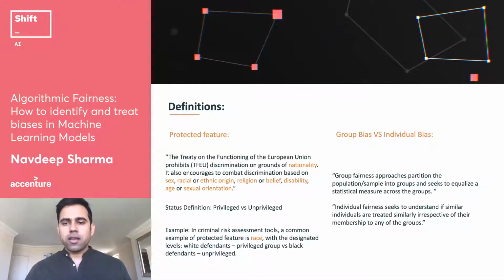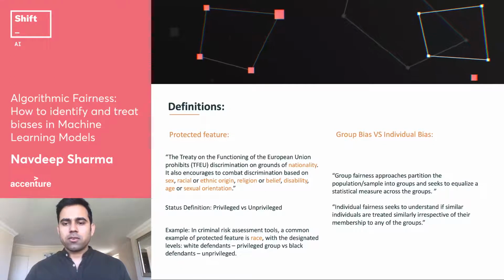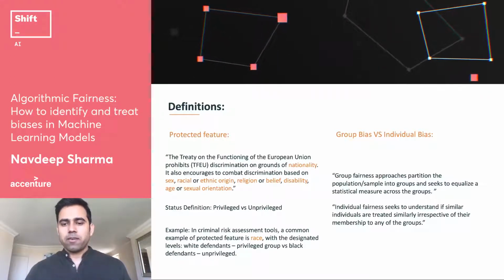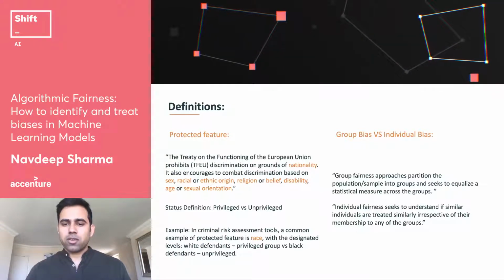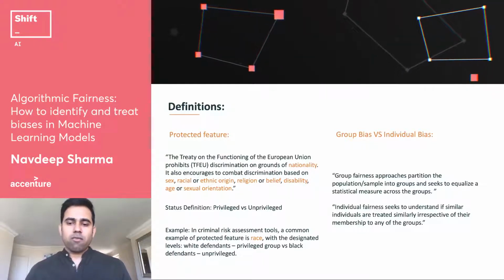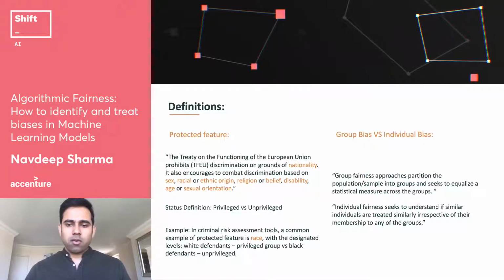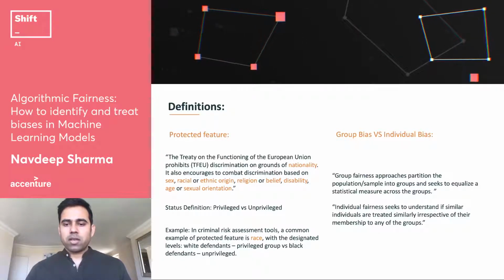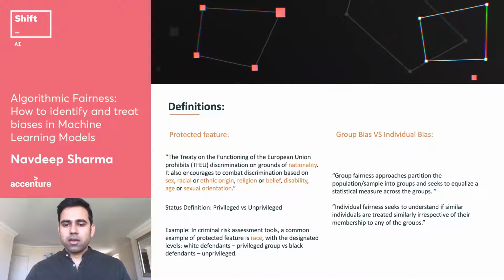However, since the guidelines are useful in the identification of protected features, there is also a responsibility to define privileged and unprivileged status for the categories of people that fall under this categorization. Such as in this particular example, for race, we can define whites as a privileged and blacks as an unprivileged group.